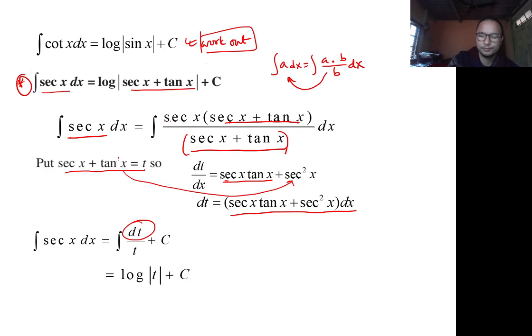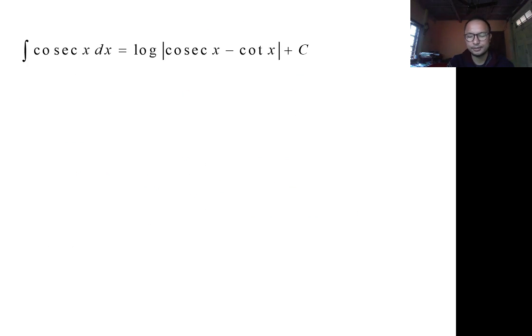So that's it. Then we put t back in terms of x. Next, integration of cosec x dx is log of cosec x minus cot x. Just work out the minus sign for yourself.